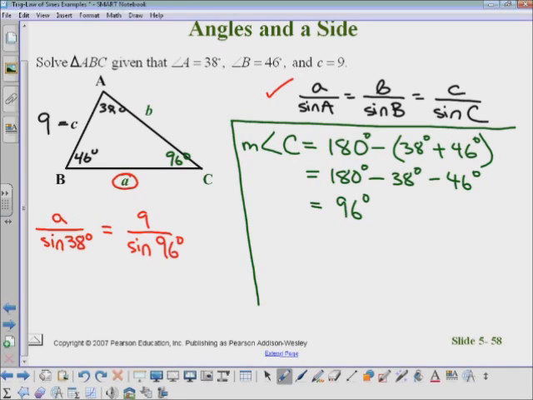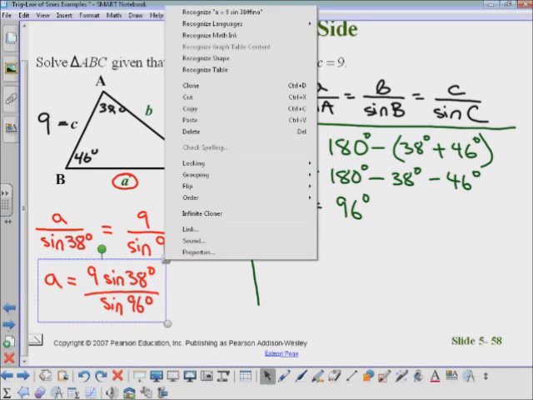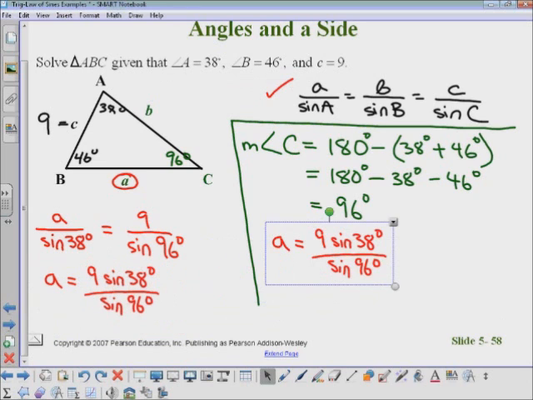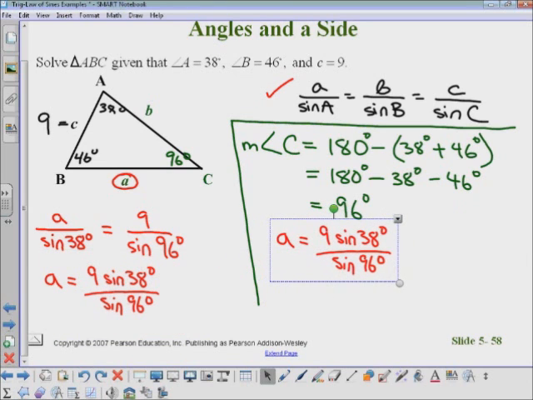Okay, go ahead and solve for A. Well, I get A exactly equal to 9 times sine 38 degrees over sine of 96 degrees. That is an exact answer. We just need a calculator to find an approximate answer. Okay, so what I'm going to do, since I wrote this so beautifully, I'm going to clone this bad boy, move it over here. Since it's going to be kind of part of my answer, I'm going to change the color back to green.